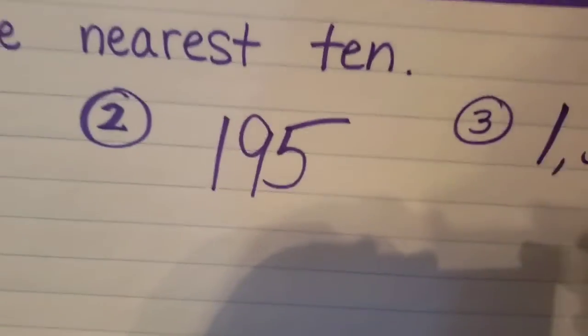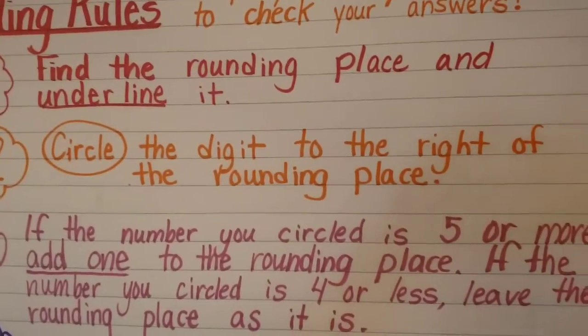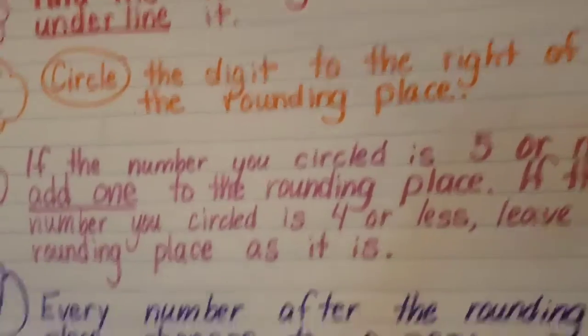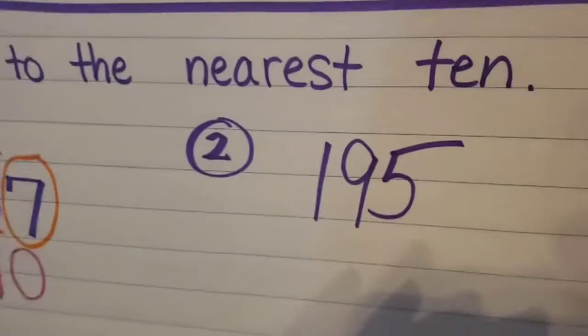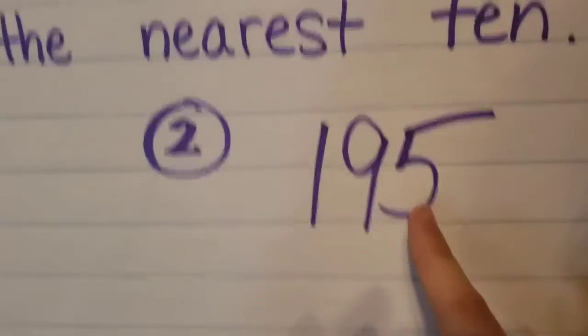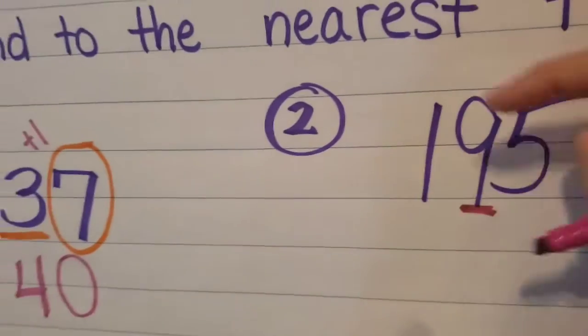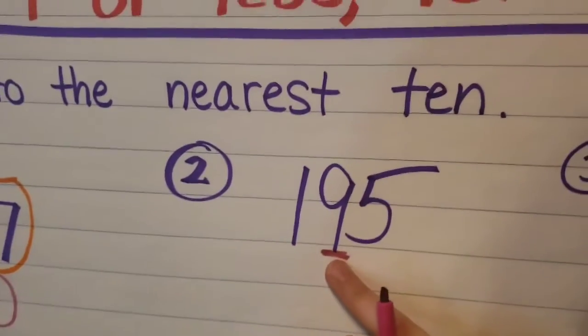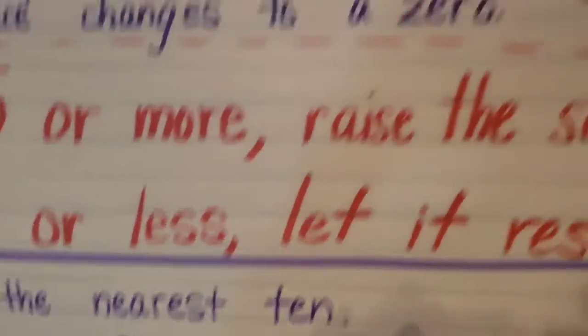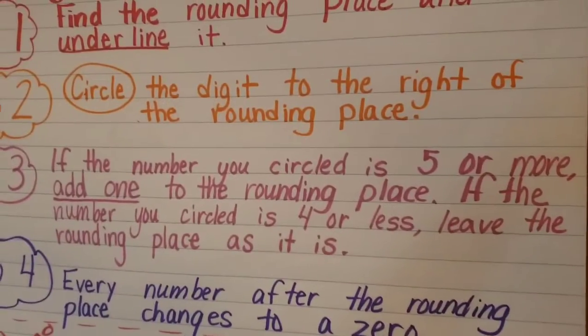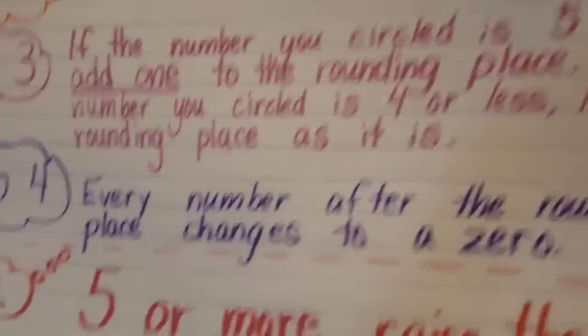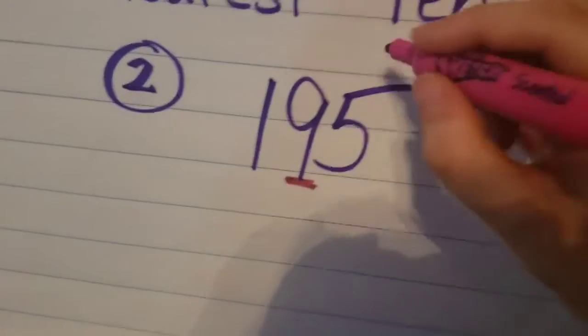Next example. This number 195. My first step is to find the rounding place and underline it. So I have to find the tens place here. 195. So this is the ones, this is the tens right here, and this is the hundreds, but I'm rounding to the tens place. Underline the rounding place. Step 2, circle the digit to the right of the rounding place. There's my rounding place, circle the guy next door.